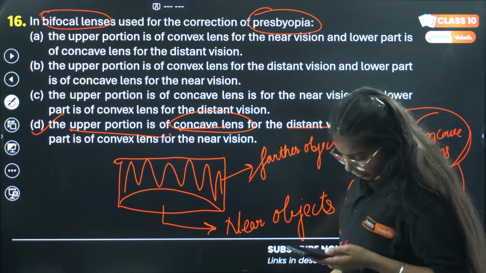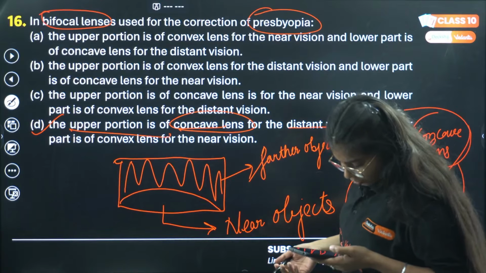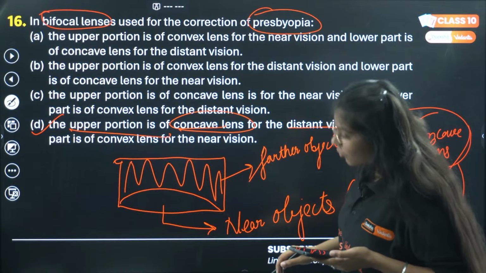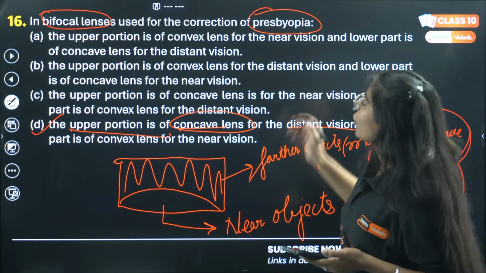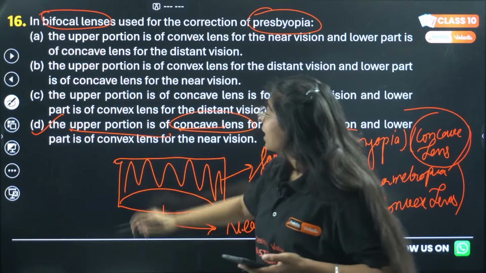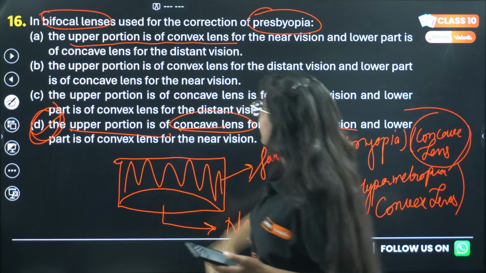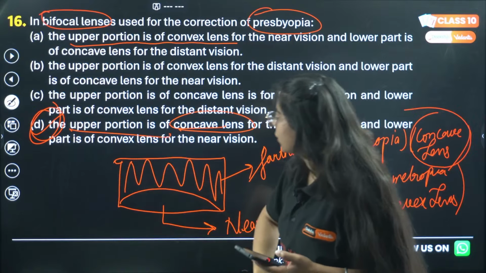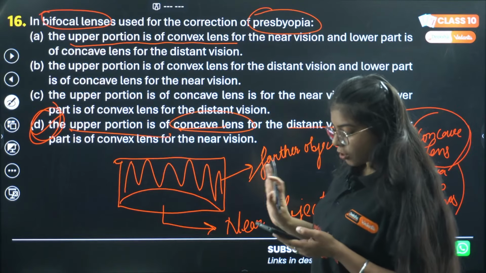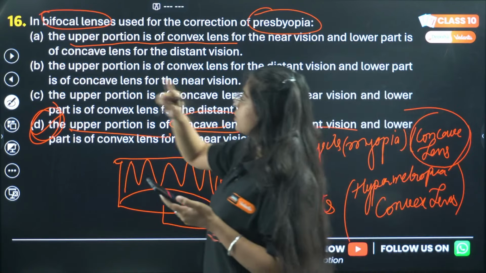Actually A is also correct. Who said A? You deleted the comment. Upper portion, no, it's wrong. Okay, yes, the correct option is D, because they are writing upper portion for convex lens. Upper portion is for concave lens, lower portion is for convex lens. So D is correct. Rohit is correct.